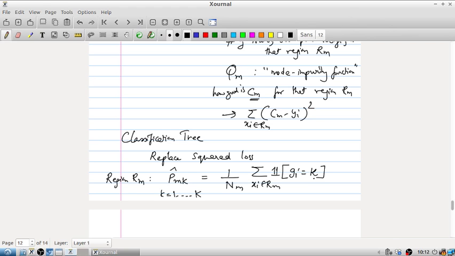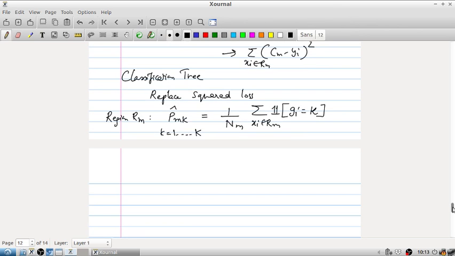All I'm saying is, okay, I have some number of points, 10 points falling into this region. Maybe 3 of them are of class 1, 2 of them are of class 2, another 5 of them are class 3. So it's basically 3 by 10, 2 by 10, and 5 by 10. That's 3 numbers that I'm using for each region. So that's the difference. With regression, you're just looking at an average, 1 number, and with classification, you're looking at 3 numbers if there are 3 classes.